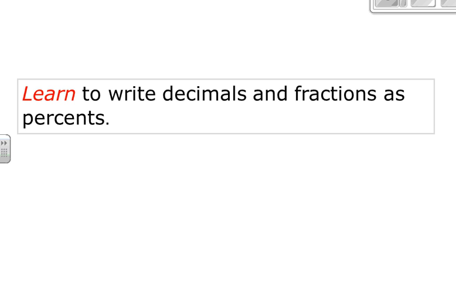Today we're going to be working on writing decimals as fractions and percents. Our main goal is to be working towards understanding percentages.